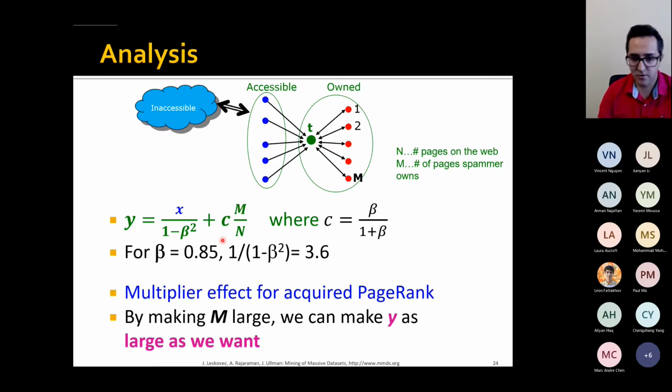So that's basically the structure of this. Some score is coming from accessible pages. It has this multiplier effect because of the way it's constructed, and also we get the scores from farm pages. And if we have enough farm pages, like millions of them, it can impact the performance of PageRank enough that it can completely change the ranking of a website on Google. And the spammers have been using something like this for years.